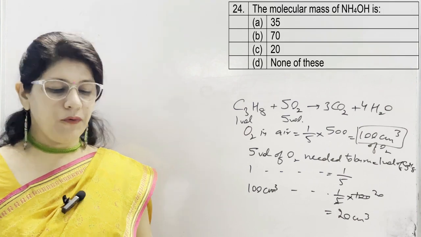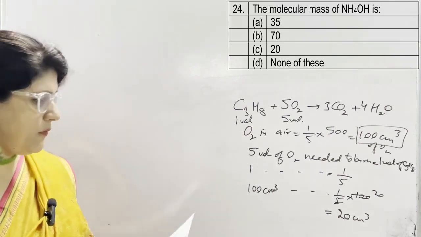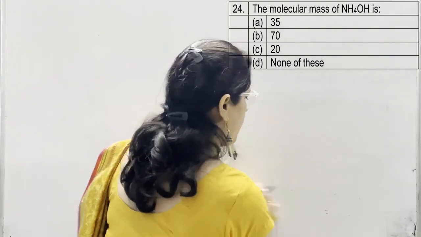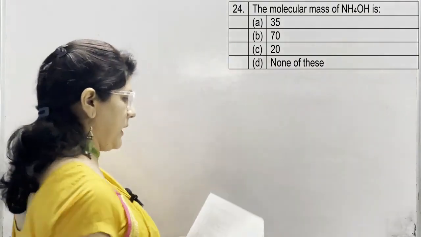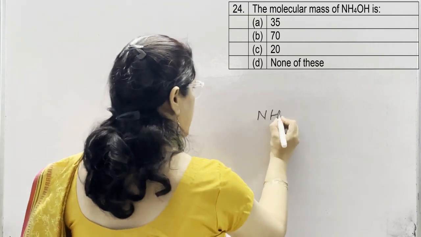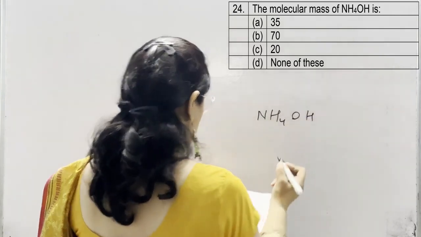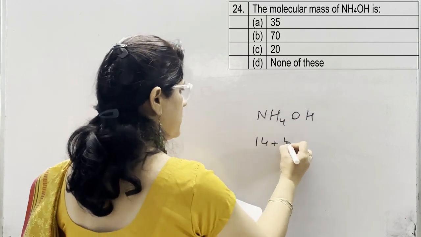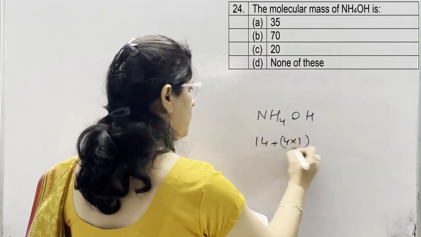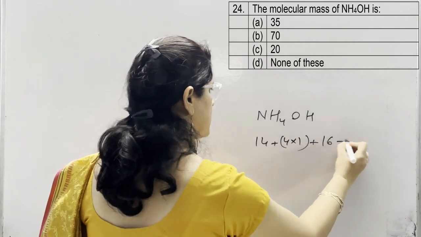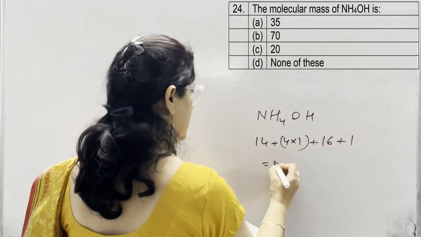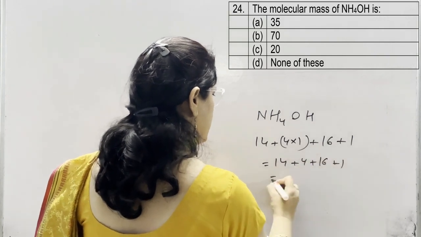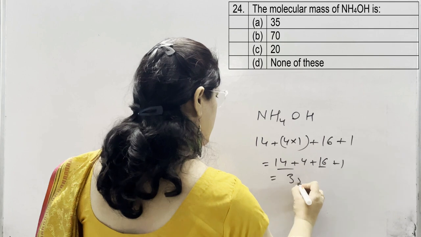In question number 24, the molecular mass of NH4OH, ammonium hydroxide. How can we calculate molecular mass? For nitrogen it is 14, for hydrogen it is 1, but 4 into 1, then oxygen it is 16, and again hydrogen it is 1. So 14 plus 4 plus 16 plus 1, 35.